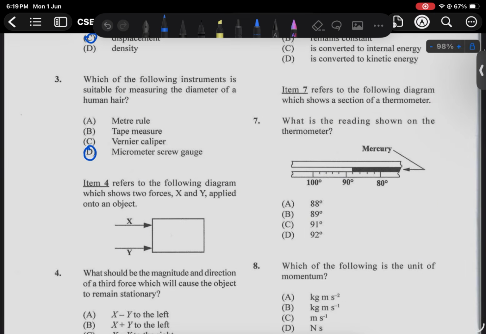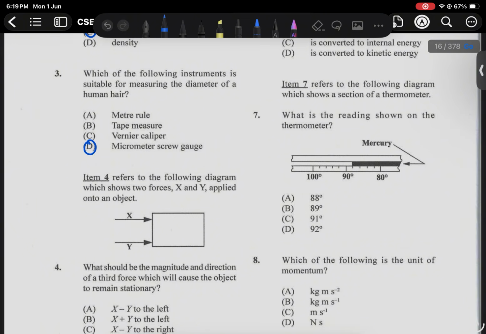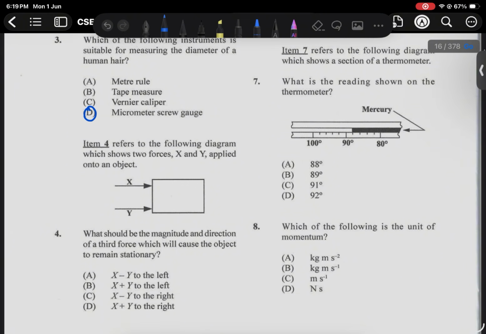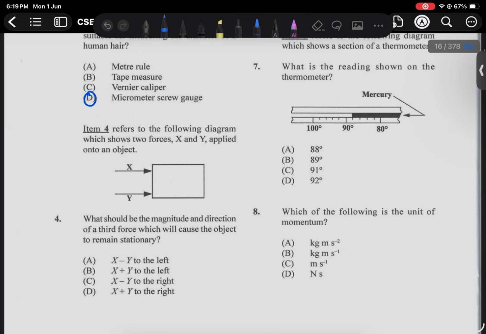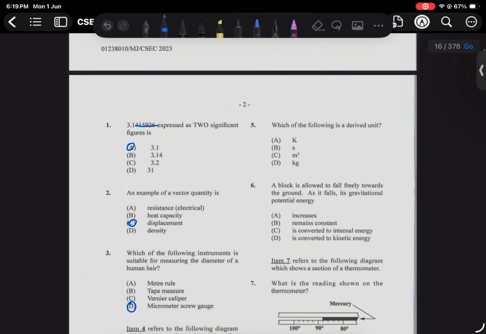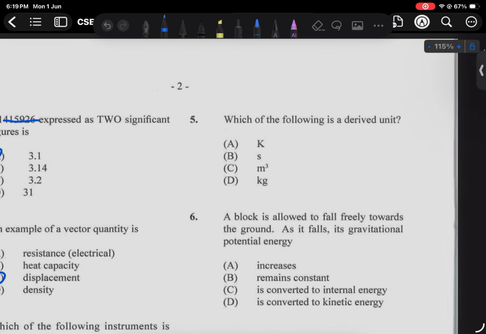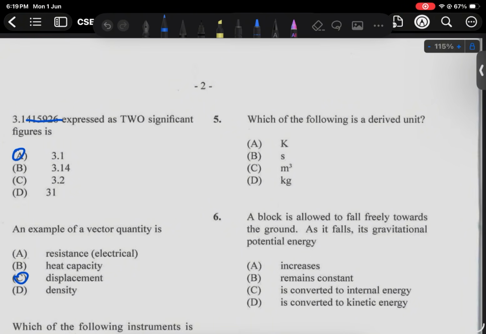Item 4 refers to the following diagram, which shows two forces x and y applied onto an object. What should be the magnitude and direction of a third force which will cause the object to remain stationary? So if the object is remaining stationary, then the net force has to equal 0. So it would have to be x plus y going in the opposite direction, so to the left. Which of the following is a derived unit? A derived unit is a unit that has to be worked out based on other fundamental quantities, so that would be meters cubed, which is meters times meters times meters.